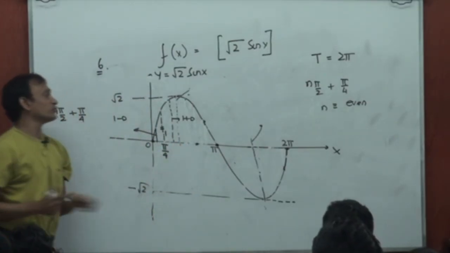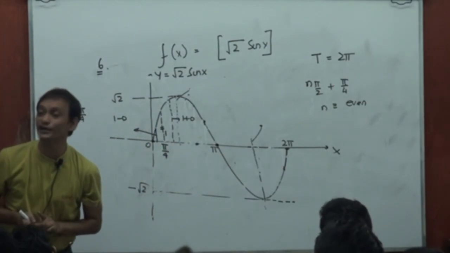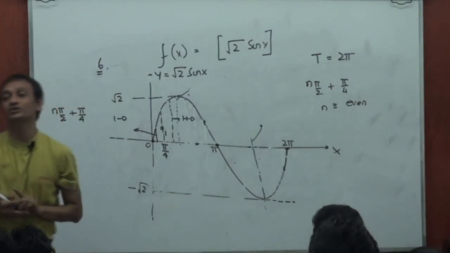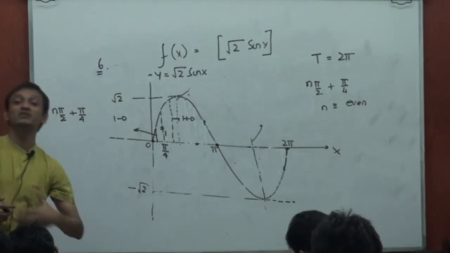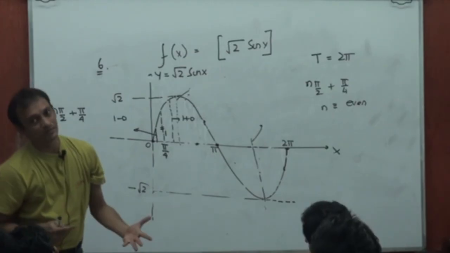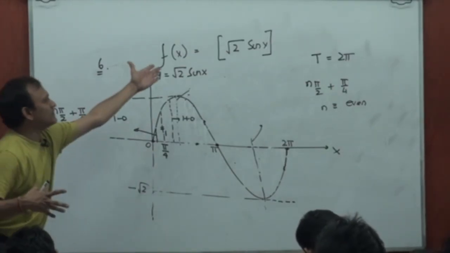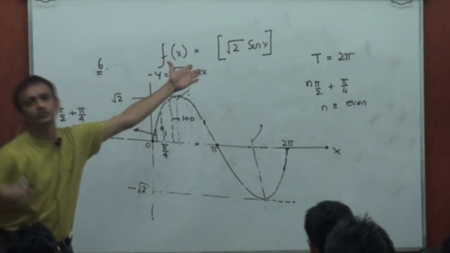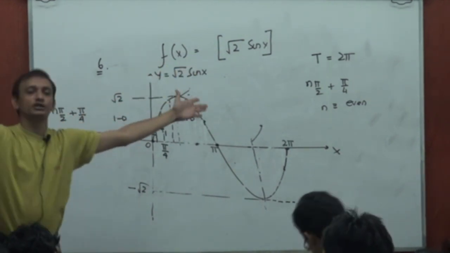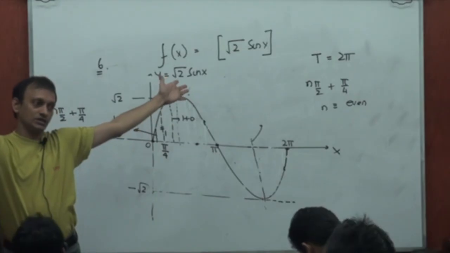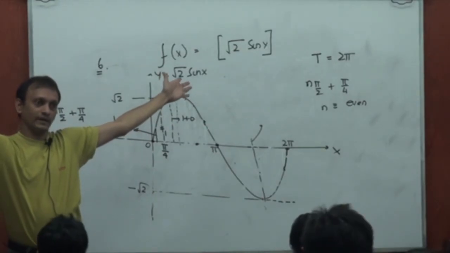The right hand limit would be 1 and the function therefore would be rendered discontinuous at x equal to n pi by 2 plus pi by 4 even when n is an even number. So even or odd, n pi by 2 plus pi by 4, for f of x equal to root 2 box of root 2 sin x would always offer discontinuity, right?